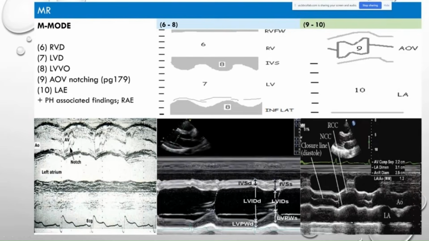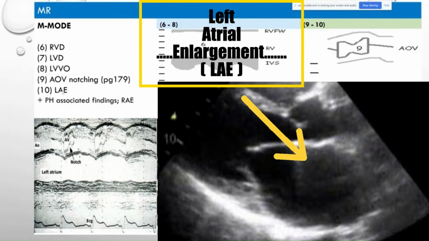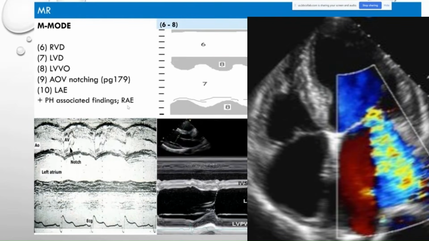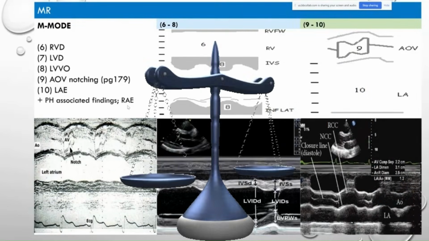You can have right ventricular dilation, left ventricular volume overload, left atrial enlargement, and you can have the pulmonary hypertension and the findings that come along with that, plus the right atrial enlargement. So keep that in mind. So the mitral regurgitation is not just all called mitral regurgitation. You have a severity scale.